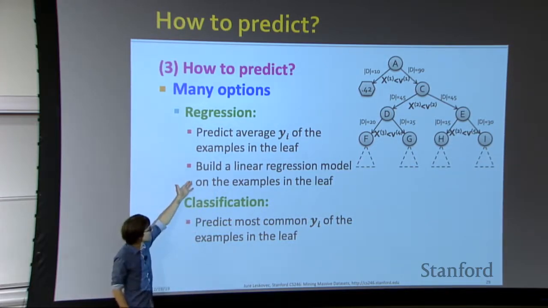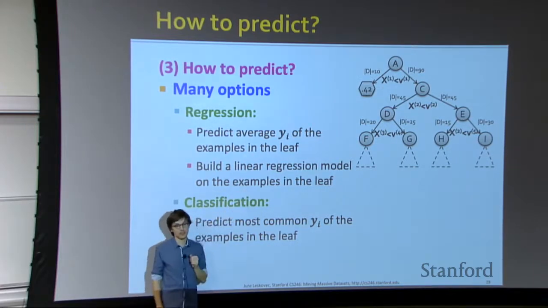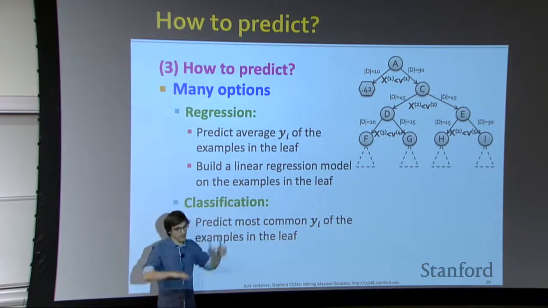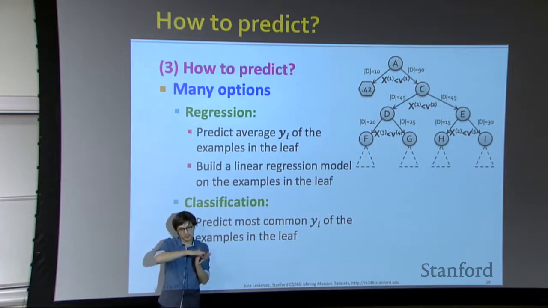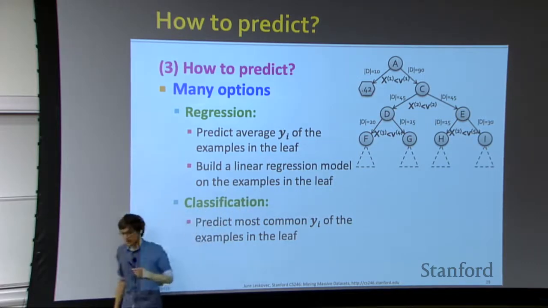Now, another option is to basically build a simple linear regression model out of the examples in the leaf. That's another option. So this would mean that you're approximating your high-dimensional function with a set of piecewise linear functions, right? Either piecewise constant functions or piecewise linear functions.